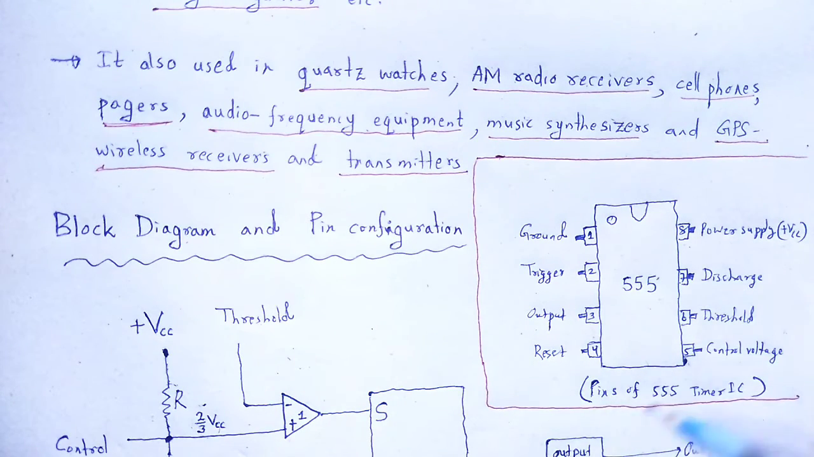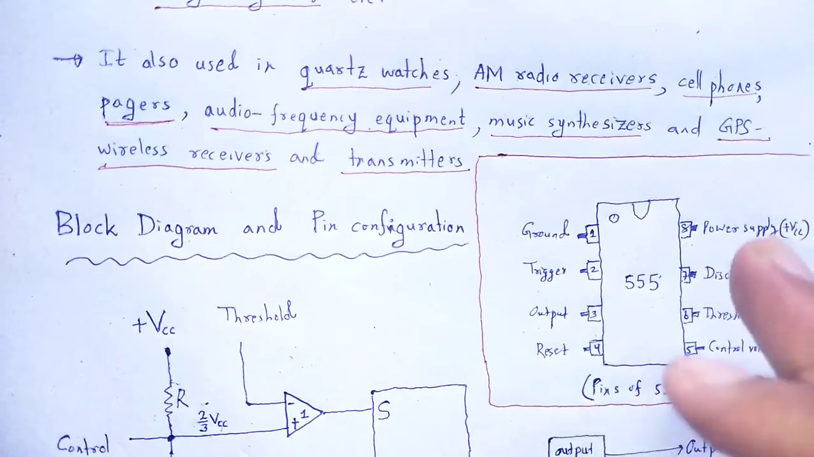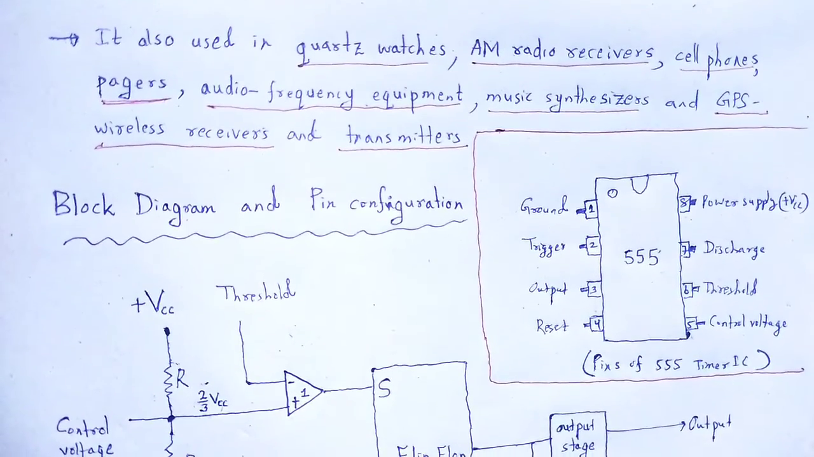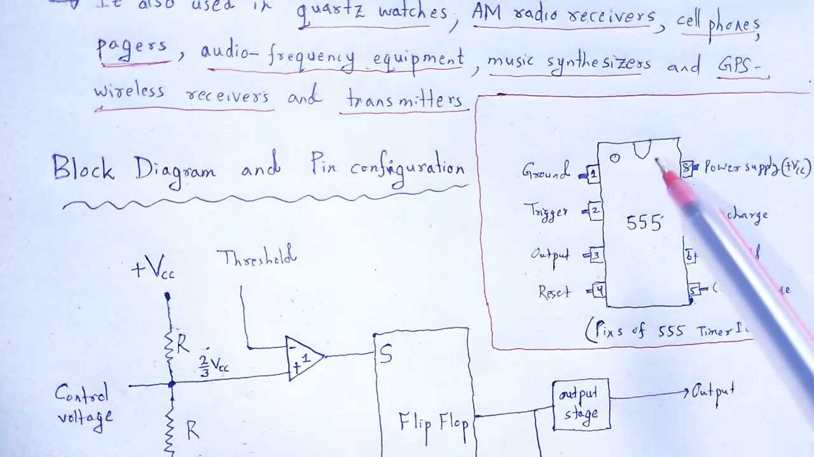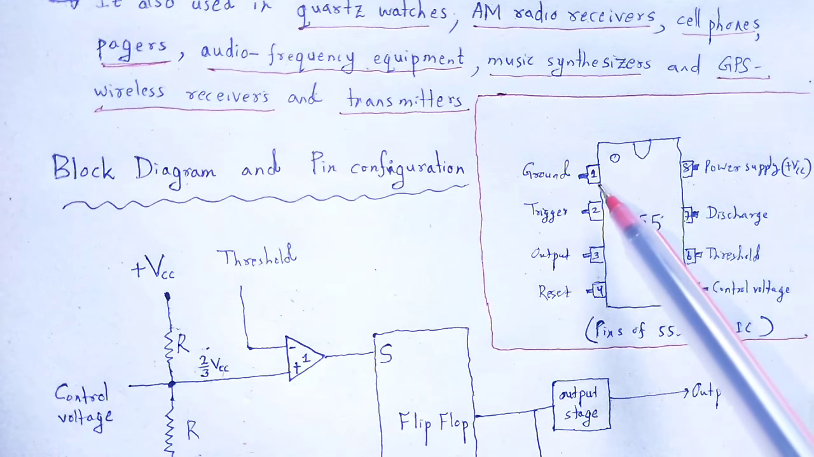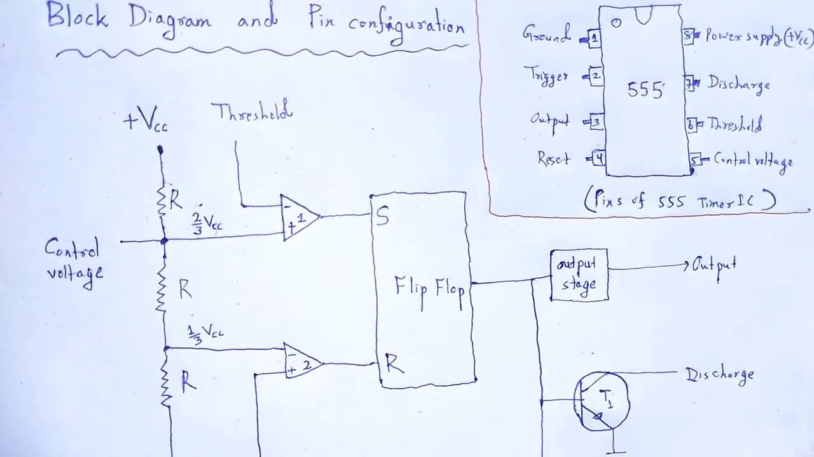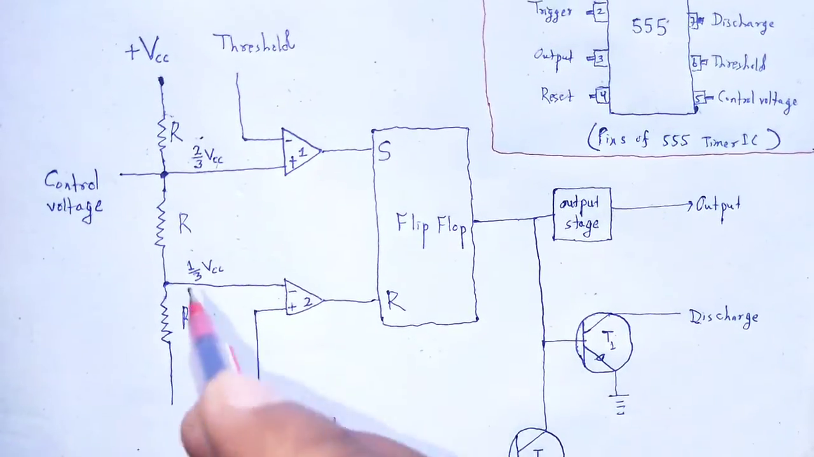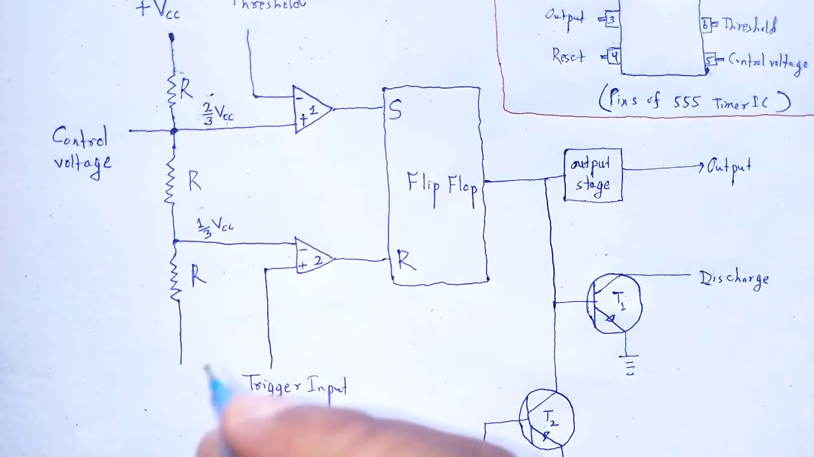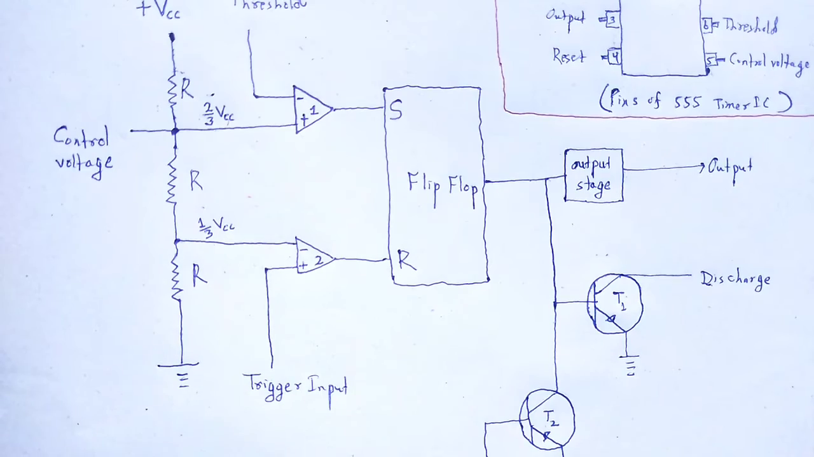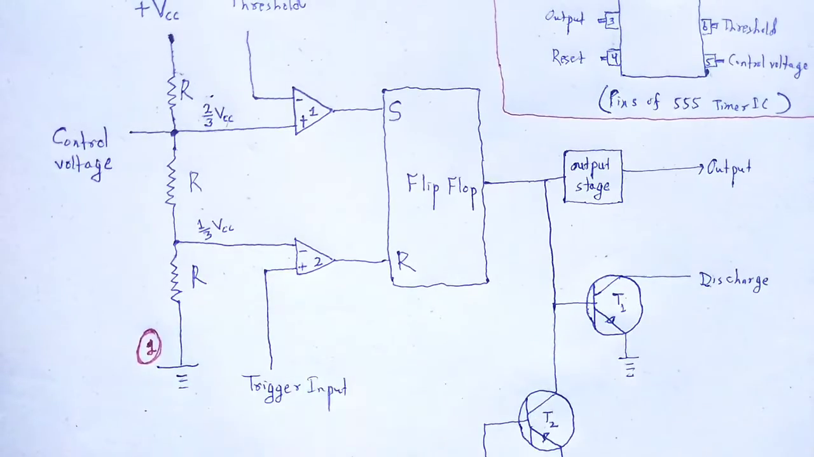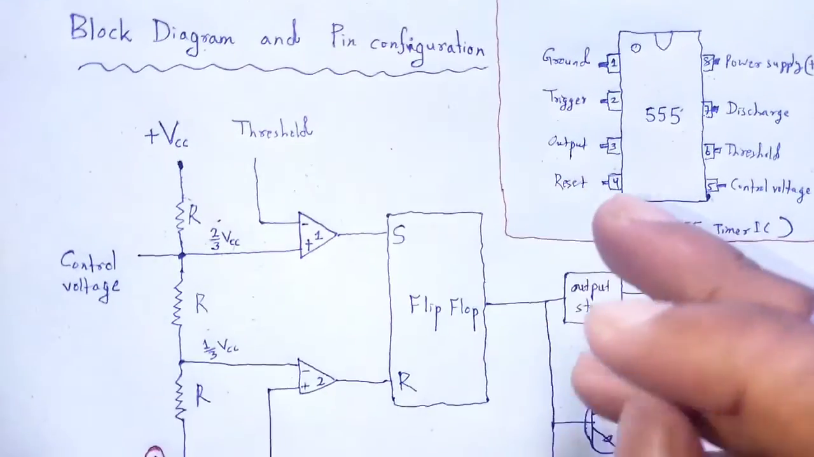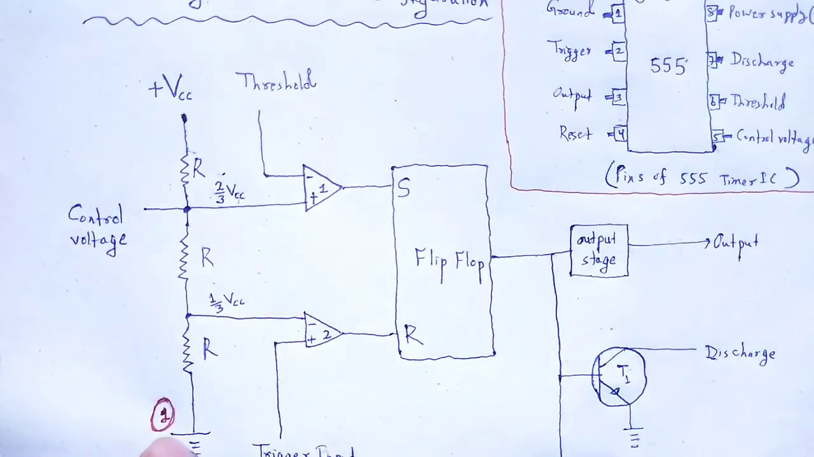Let us show these pins in terms of block diagrams. First one is ground. Basically, ground is kept at the ground potential, which is 0 potential, and all the voltages are measured with respect to this terminal. So, in the block diagram, that network is grounded, the ground 1.